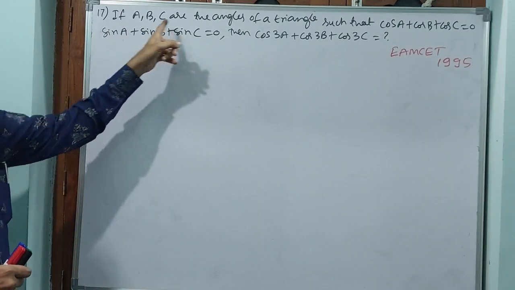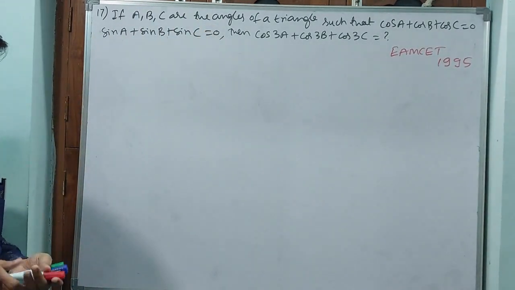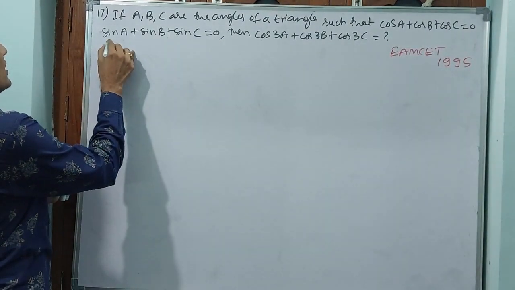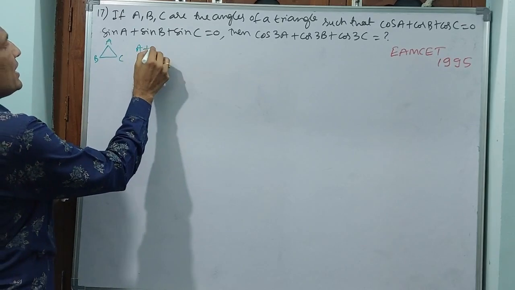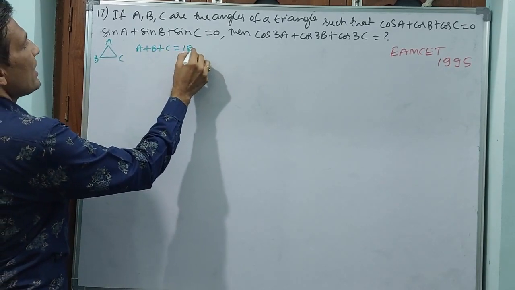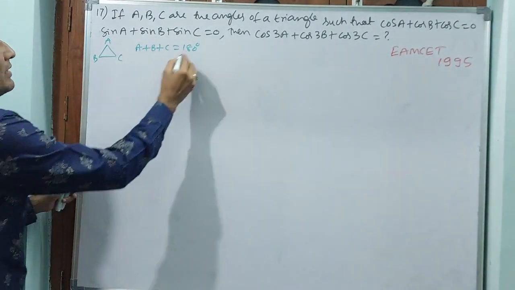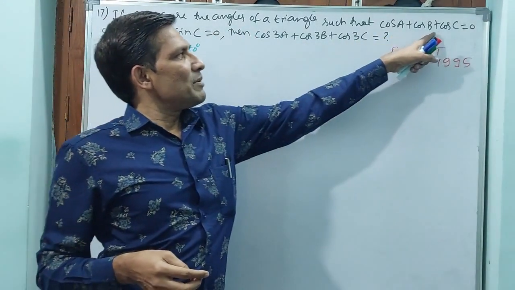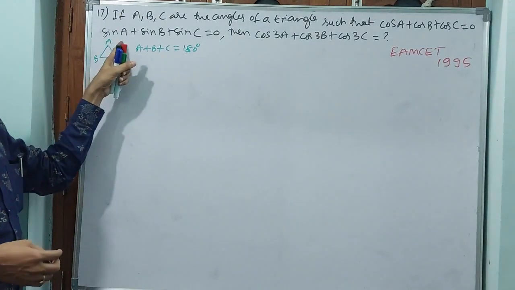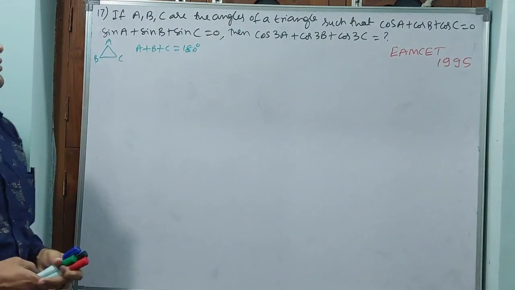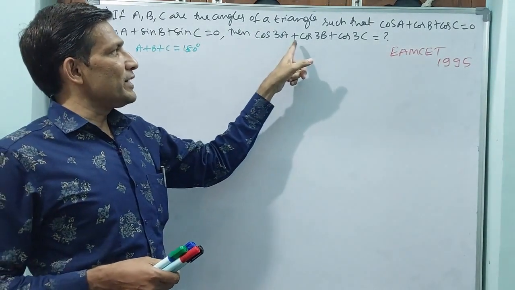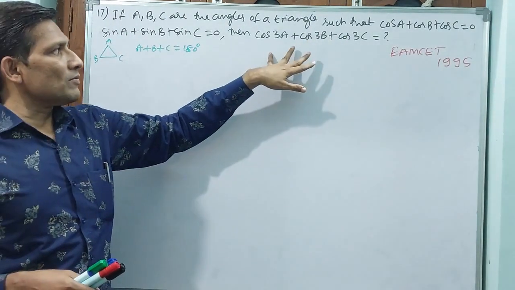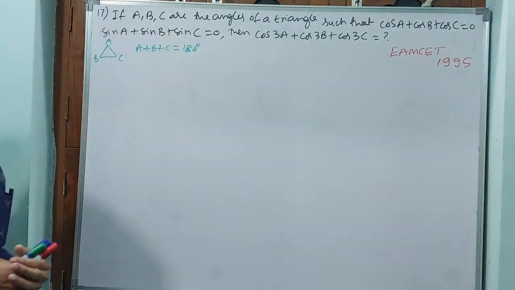If A, B, C are the angles of a triangle, A, B, C being angles of a triangle means A plus B plus C is equal to 180 degrees. This is one thing we have to remember. Go back again. Cos A plus cos B plus cos C equal to 0, and sin A plus sin B plus sin C is also equal to 0. Then they are asking us to find cos 3A plus cos 3B plus cos 3C. In the last question they asked cos 2 alpha plus cos 2 beta.